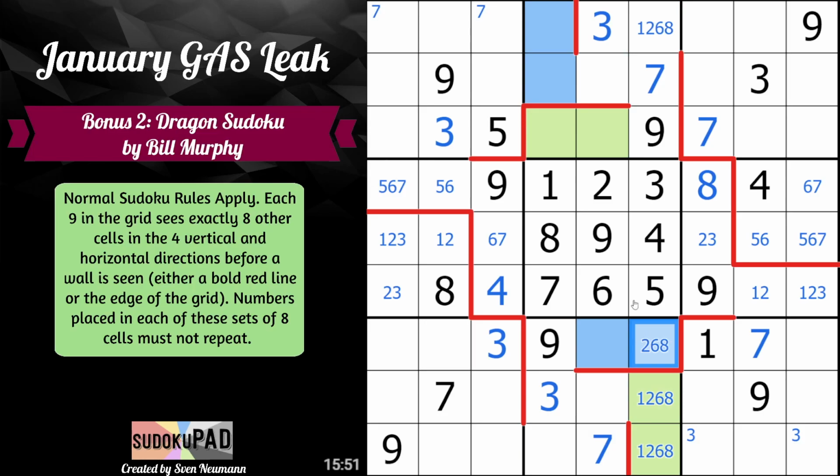This can't be 1, but also if it's a blue digit, it has to go here, which means it can't be 8, which means this is either 2 or 6, which means there definitely has to be in one of these two cells a 2 or a 6.